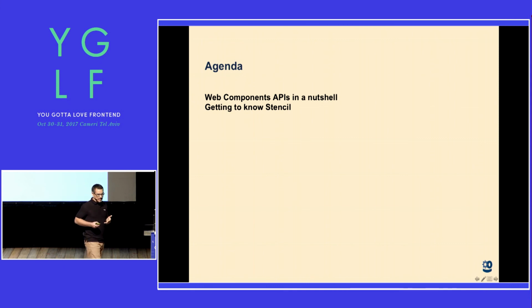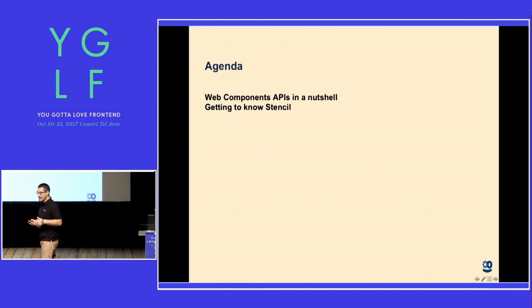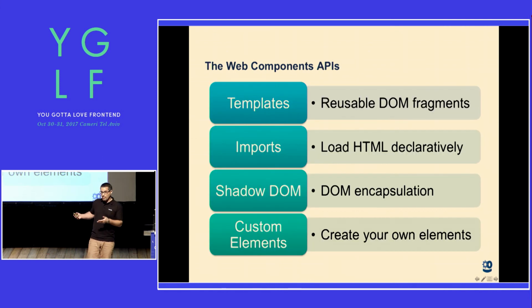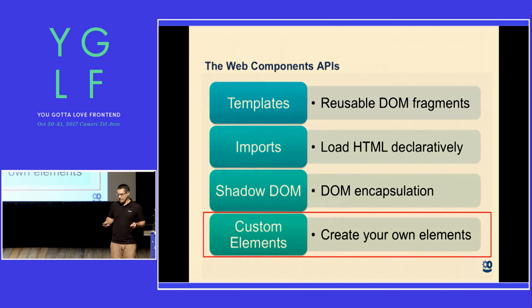So what we are going to do in the next 8 minutes. I'll start talking about Web Component APIs, and then I'll drill down into Stencil. What is Stencil? So we all know the Web Components API, okay? They are a natively supported standard to create your own JavaScript components. They're usable, composable, expressive, include semantics, and everything. As you know, we have 4 different APIs: templates, imports, shadow DOM, and custom elements. And in this session, I'm going to talk about custom elements.